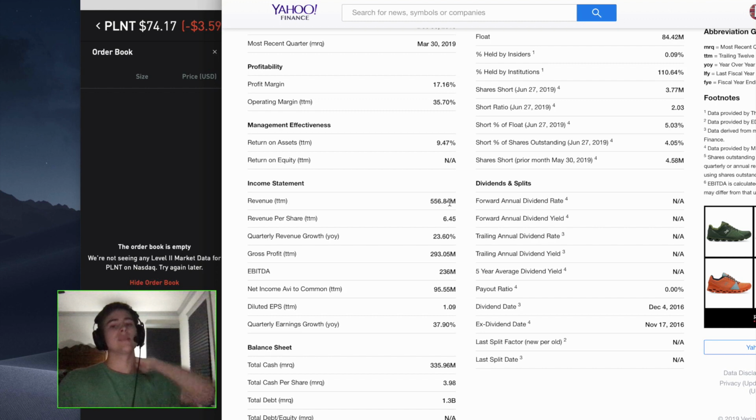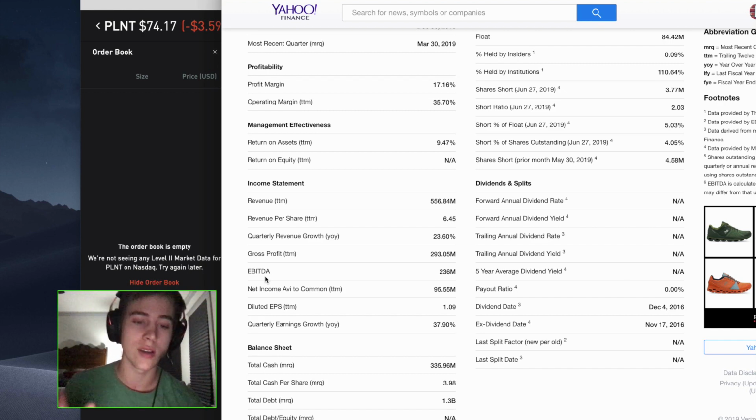So I'm going to compare this number to the EBITDA. The EBITDA is right here. It's the earnings before interest and dividends. And the A is something that I don't care about, can never remember it. I don't even know, arbitrary or something like that. But basically this is the earnings before everything else is taken out. So we look at this number and it's 236 million. So 556 million for revenue, 236 million for EBITDA.